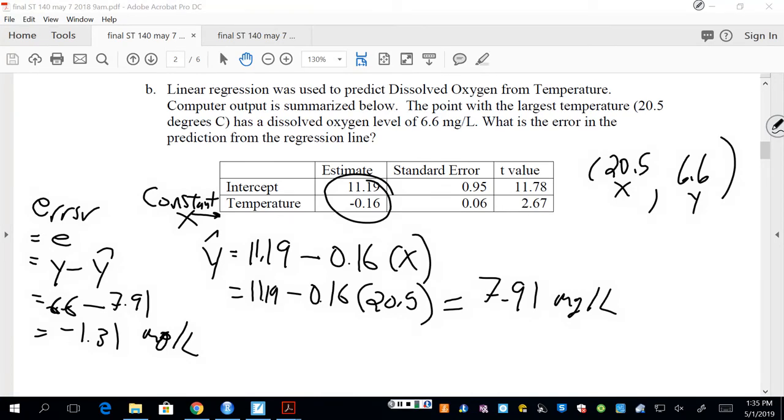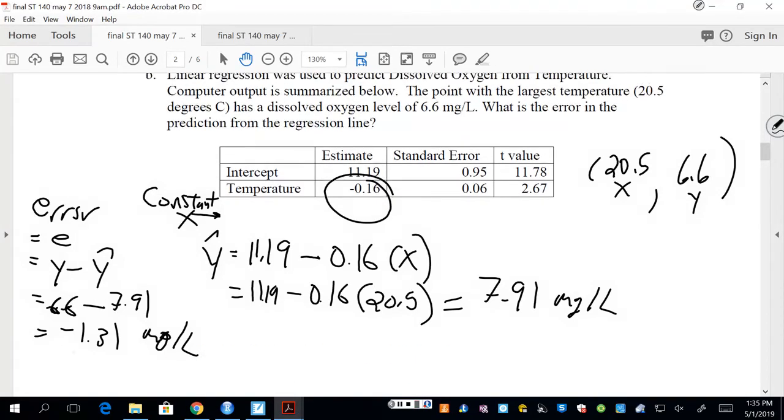So each increase in temperature of 1 degree Celsius is only making a 0.16 adjustment in the dissolved oxygen, so it's not so much. The other things that are in there, standard errors, t-values, are used in testing. And so the next question is, is this a significant relationship? Is the slope significantly different from zero? And so we'll go on to talk about the next page.